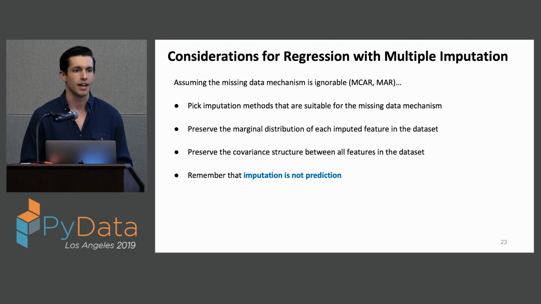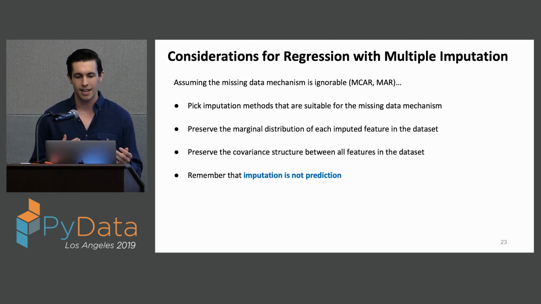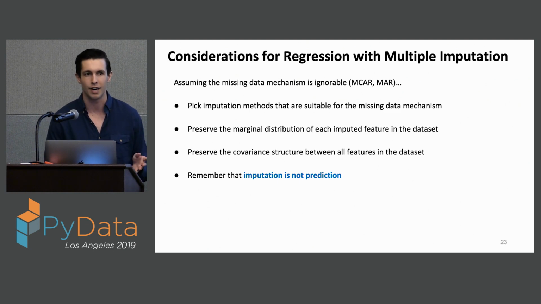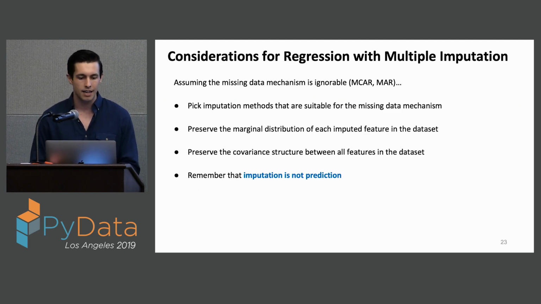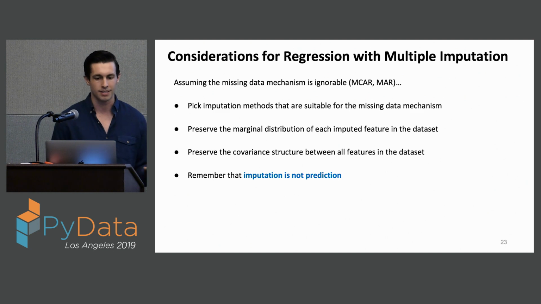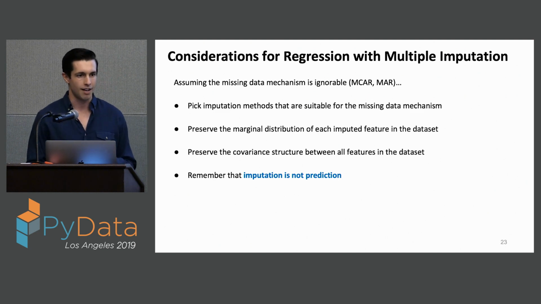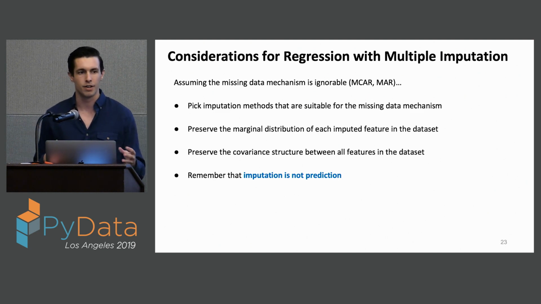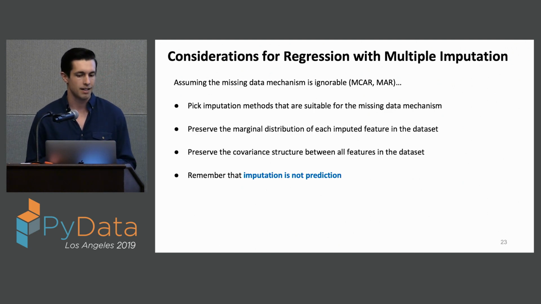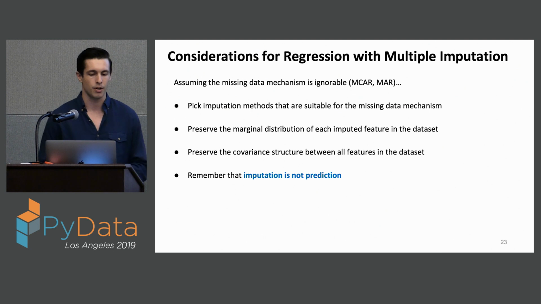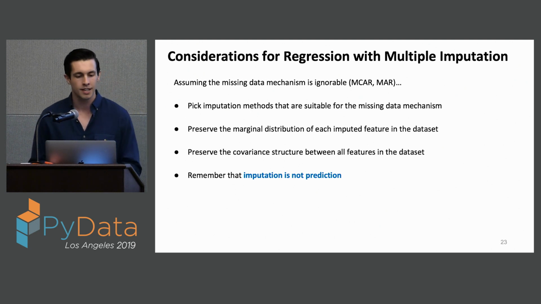So if you're imputing one variable, you want to preserve the variance, the distribution of that missing variable, or the marginal distribution of that variable itself. You also want to preserve the covariance structure between imputed variables and variables that you might not be imputing. And again, it's important to remember that imputation is not prediction. The last thing here to clarify that's not on this slide is that all of this is under the assumption of ignorability, right?